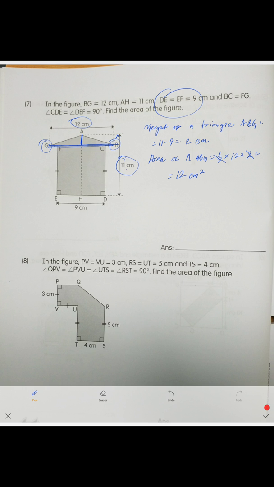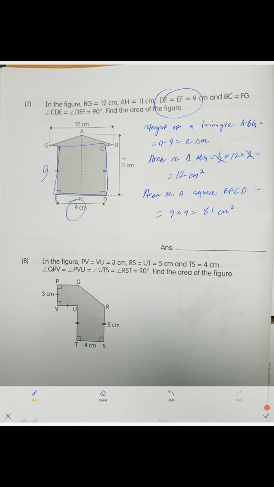Now, area of a square. Which square? This square, EFCD, is equal to what? One side is 9, the other side is 9. 9 times 9, 81 square centimeters.